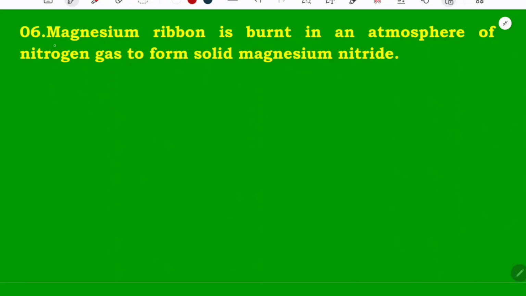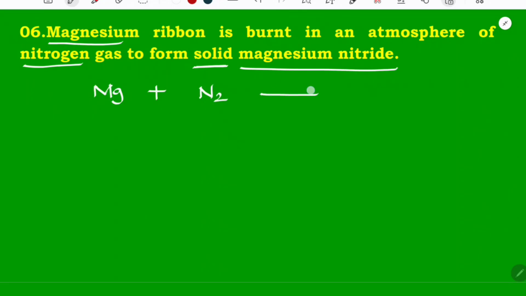So then you can see, magnesium ribbon is burnt in an atmosphere of nitrogen. Burnt in an atmosphere of nitrogen means we can take nitrogen gas to form magnesium nitride, which forms in solid form. So we can write the balanced equation first. Magnesium means Mg. Then it is burnt in the presence of an atmosphere of nitrogen. It is reacting with nitrogen. Nitrogen, how can we write? N2 only.